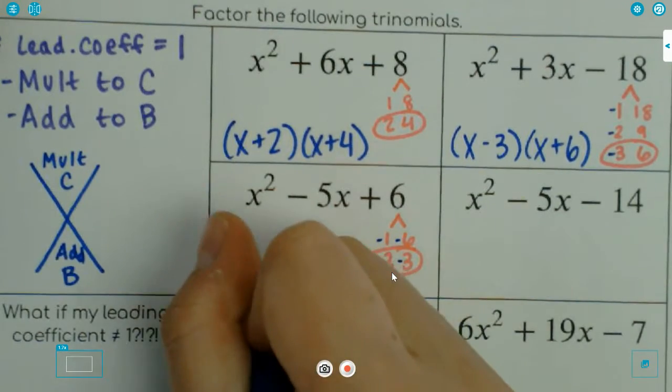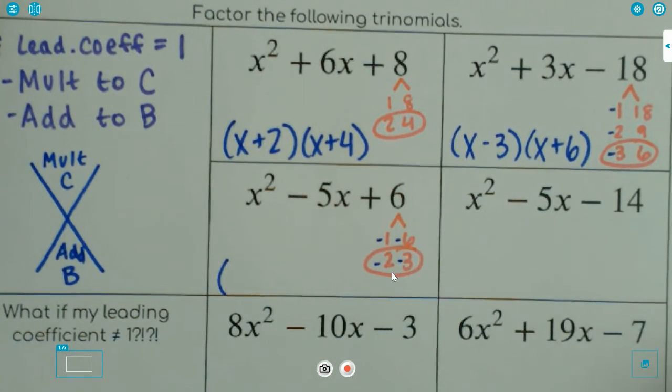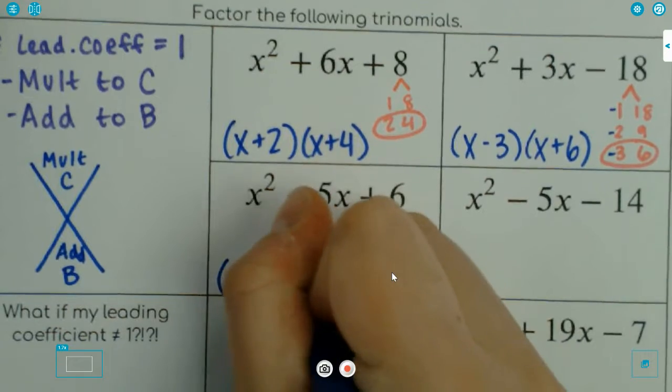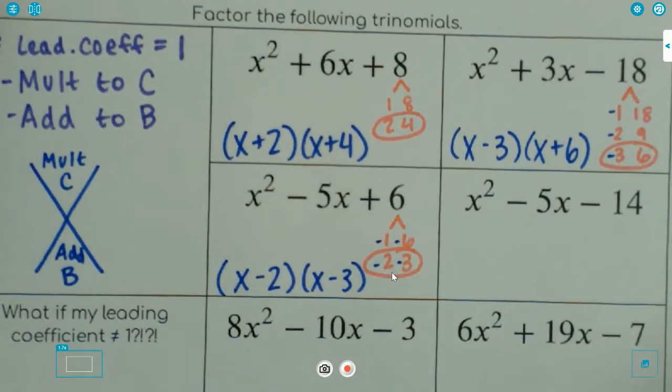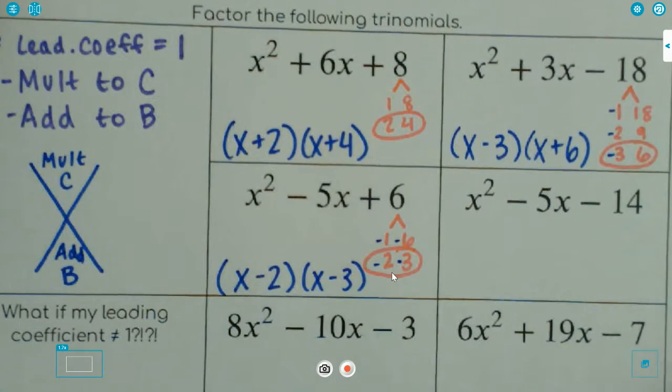That's all I do. Okay, so x minus 2 and x minus 3, because then the negative times negative will multiply to be positive, but then it'll add to be negative.